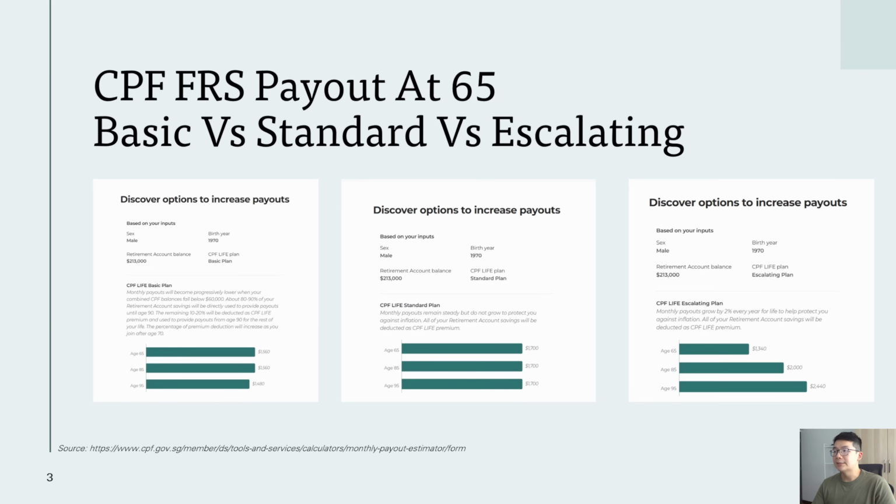As for the standard plan, it's a little bit higher than the basic plan for the monthly payouts. So at age 65, you get $1,700, and then you just get it for life basically up until you pass away. Next, it's the escalating plan.